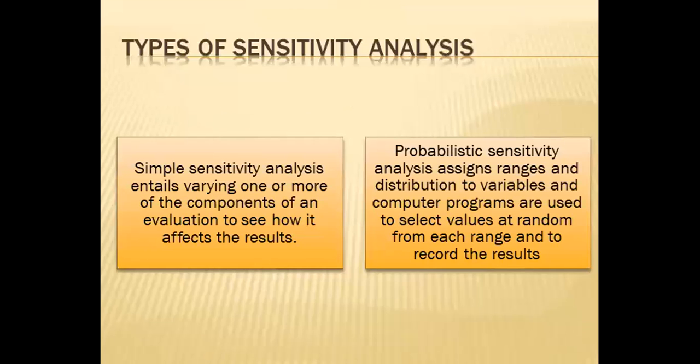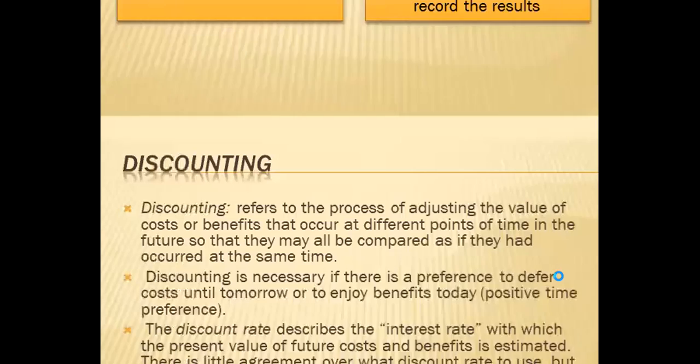Sensitivity analysis may be simple or probabilistic. Simple entails varying one or more components of the evaluation to see how it affects the result. In probabilistic sensitivity analysis, we assign ranges and distributions to variables and use computer programs.